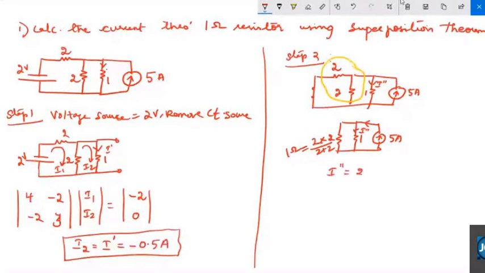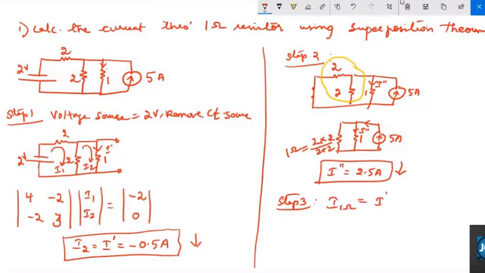Here also the direction is downward, and in the first case also it's downward. Since both the directions are the same, we will just add. So what is step 3? Step 3: the current through your 1 ohm is equal to I dash plus I double dash. I dash is minus 0.5 ampere, and I double dash is plus 2.5 ampere, which is equal to 2 ampere. That is the current flowing through your 1 ohm resistor.